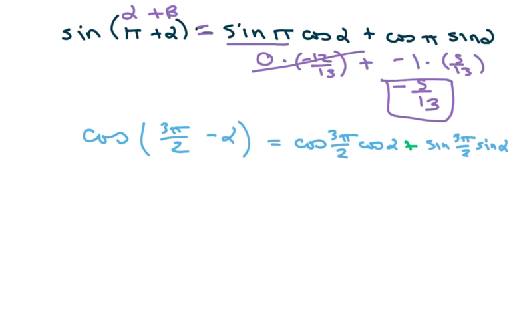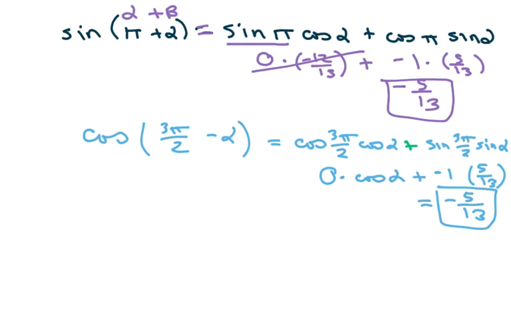So cosine of 3 pi over 2 is 0 times cosine of alpha. And then we have plus sine of 3 pi over 2 is negative 1, sine of alpha is, let's see, is it negative or positive? Sine is positive, so 5 over 13. So the answer is going to be negative 5 over 13. So the answers would be the same.